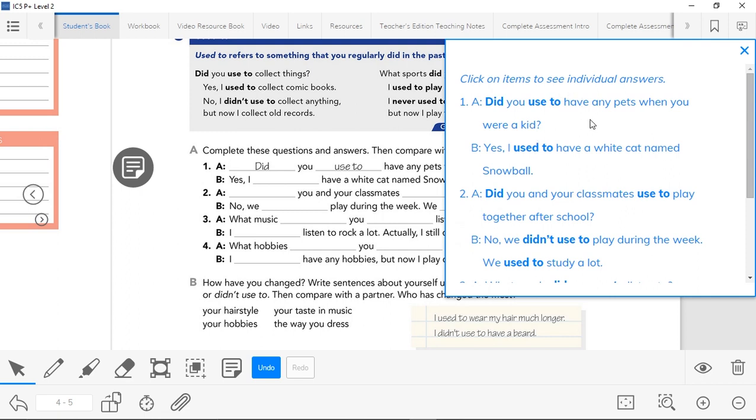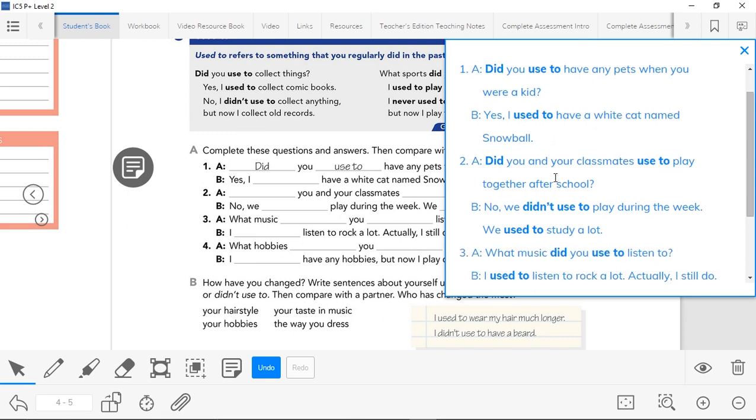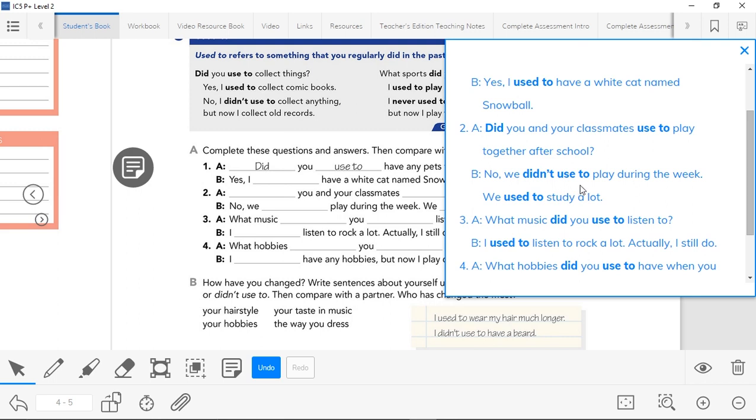Did you used to have any pets when you were a kid? Yes, I used to have a white cat named Snowball. Did you and your classmates used to play together after school? No, we didn't used to play during the week. We used to study a lot.